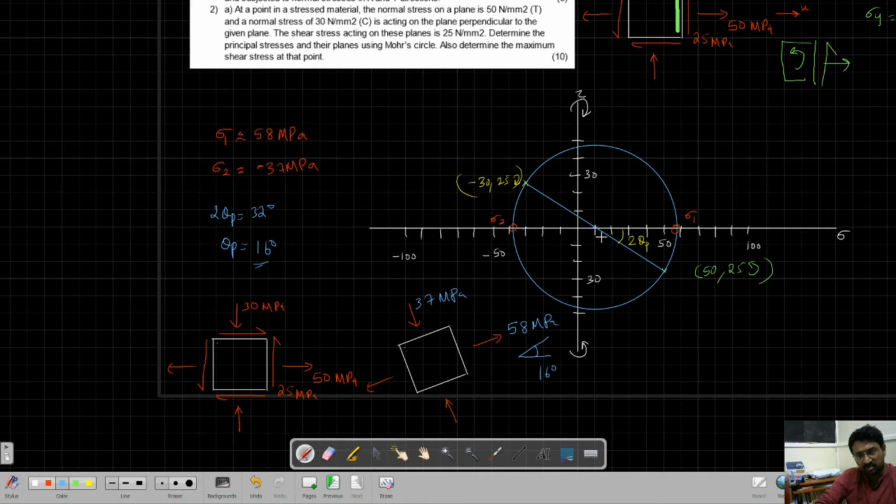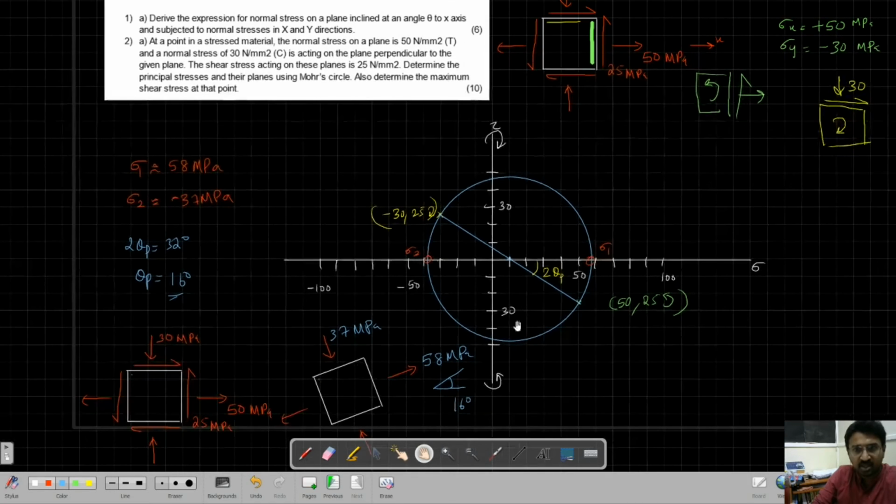To get this, from this plane is what we are seeing. Normally, if we are measuring from this plane 16 degree, if you go, you'll get this plane. If you go 16 plus 90 degree, you'll get this plane. So the first plane you will get 58 MPa, and the second plane you get 37 MPa compressive stress. So this much you got. If you draw these blocks, then the evaluator will know that your concepts are very clear.